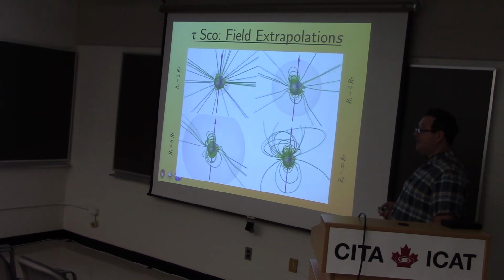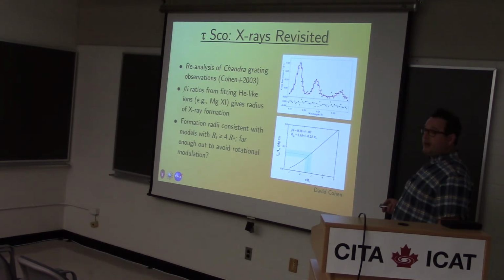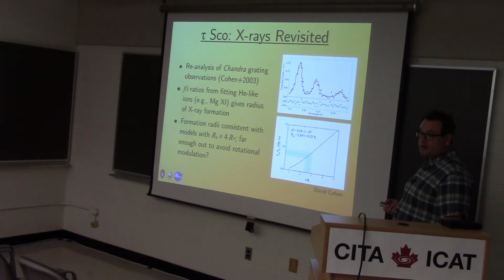The star does indeed have a lower mass loss rate. Well, a careful reanalysis of Chandra observations using the line strength ratios of helium-like ions shows that in fact the X-rays are consistent with a formation radius of 4 stellar radii or more.